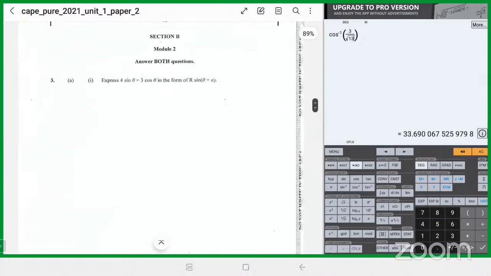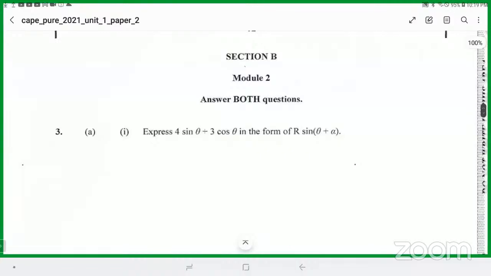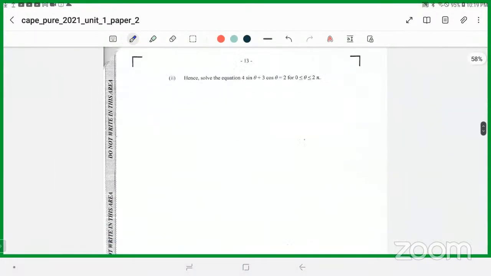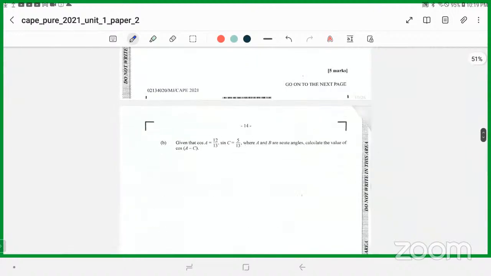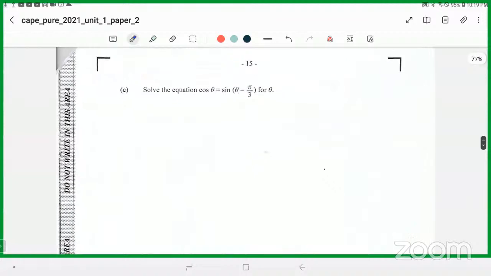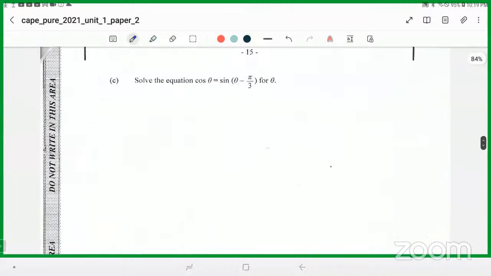So I want 3 part C. All right, let's look at 3C. That's this one. That's a nice question to solve. All right. Let's do it.